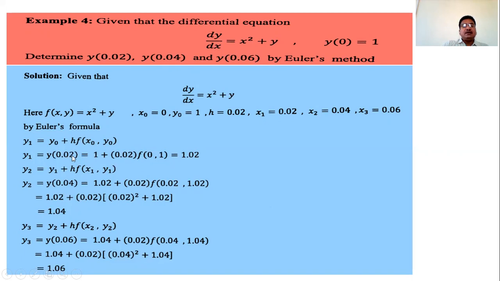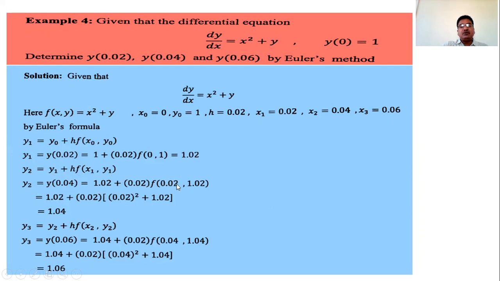Then we have to find y2. That is, y2 is y1 plus h f(x1, y1). By substituting n is equal to 1 in the general Euler's formula, we get this: y2 is equal to y1 plus h f(x1, y1). That is the value at 0.04. What is y1? y1 is 1.02, plus h, which is 0.02, times f(x1, y1).